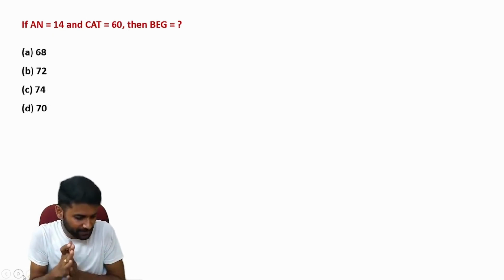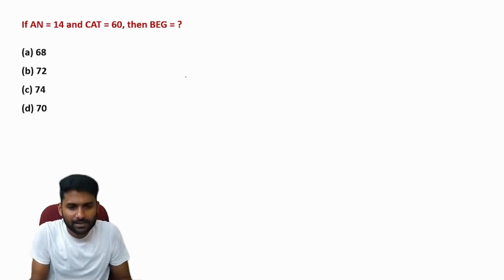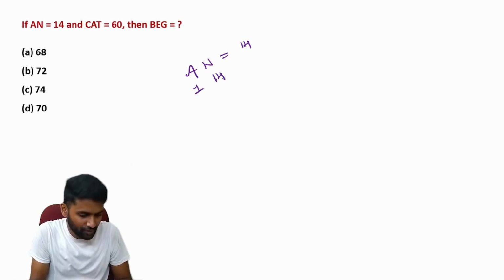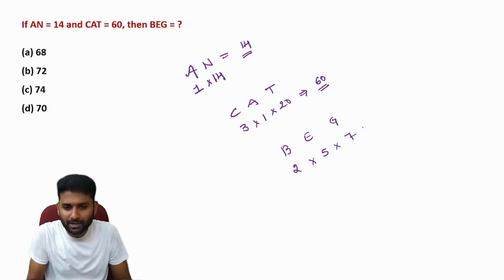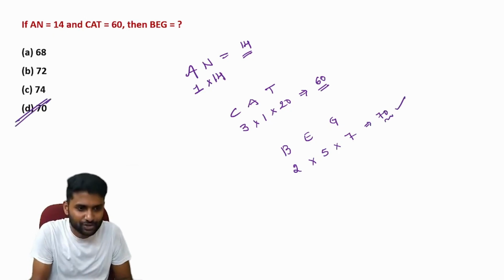Sachin's logic for 70. C and E is coded as 14. You know that the alphabetical position of A is 1, N is 14. If you multiply, you will get 14. Let's go through cat here: 3, 1, 20. If you multiply all the alphabetical positions, you will get 60. Let's go through B, E, G. B is 2, E is 5, G is 7. 5 into 2 is 10, 10 into 7 is 70. 70 is the correct answer. Very good, Nana Sachin. Good approach.